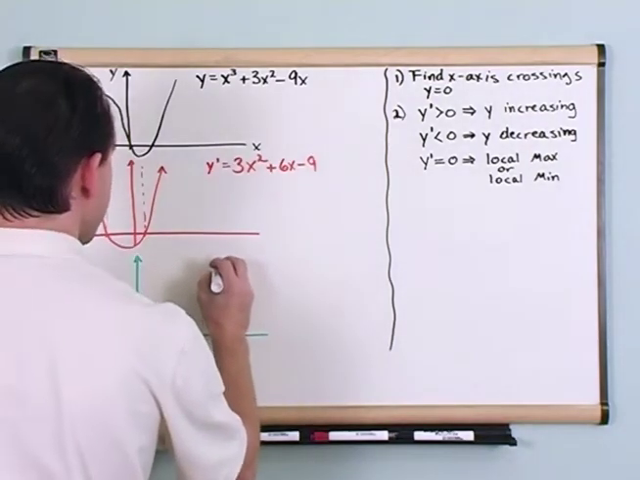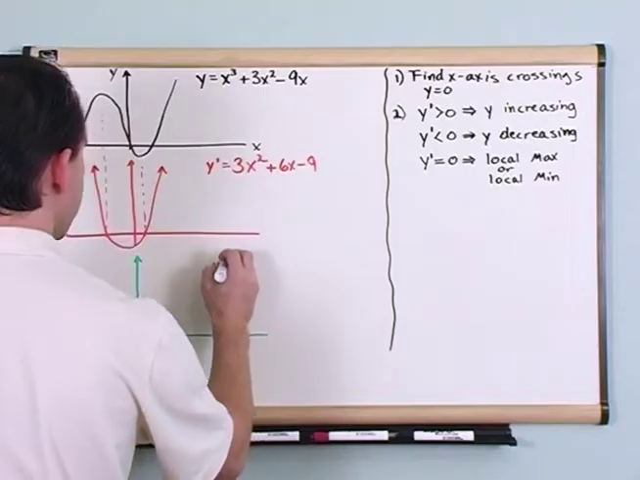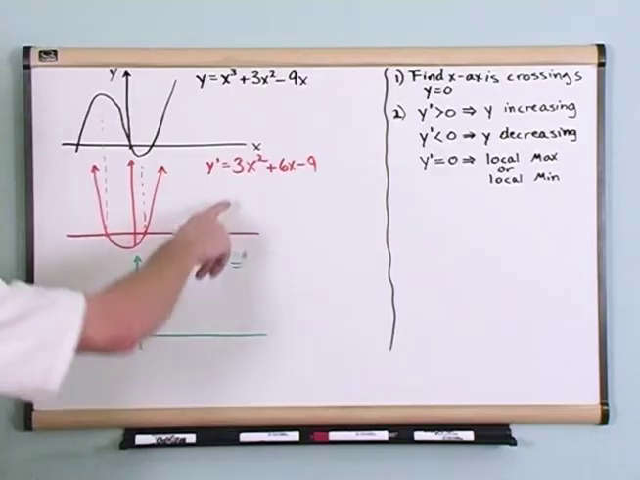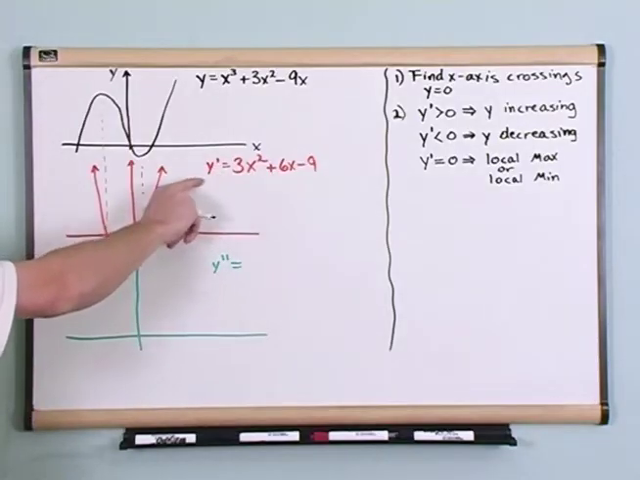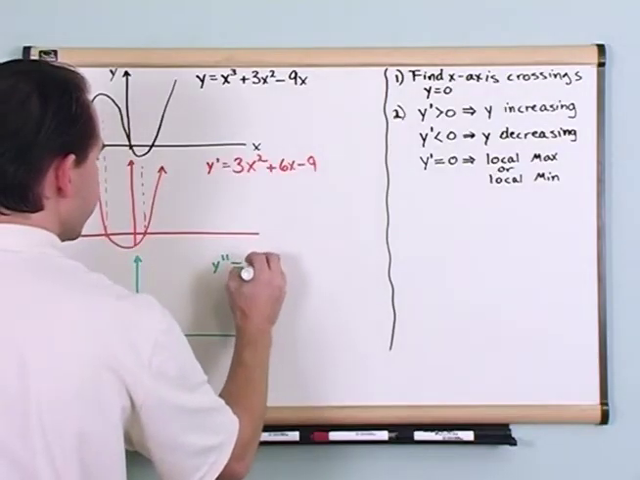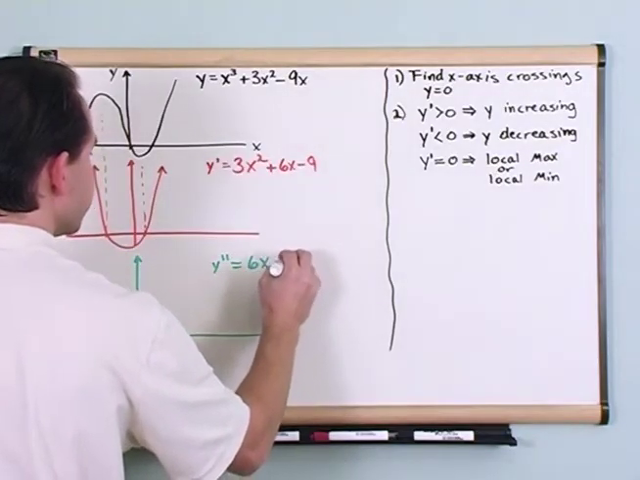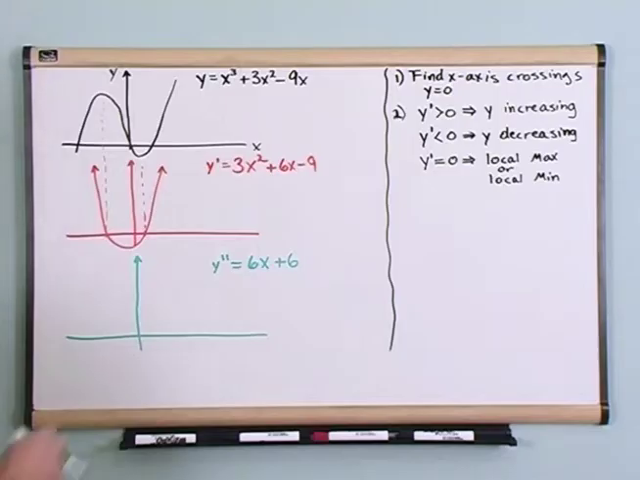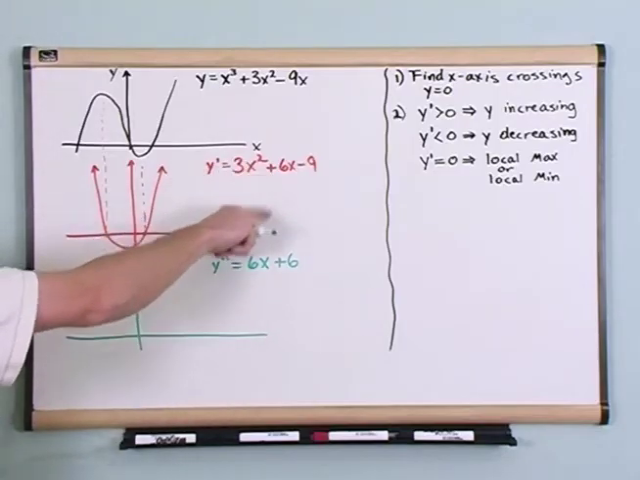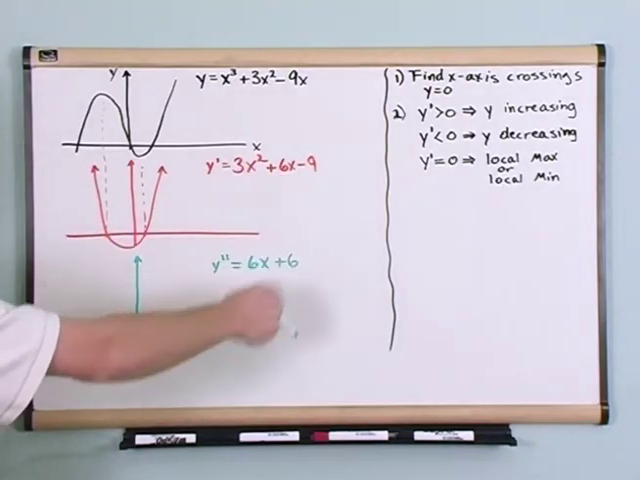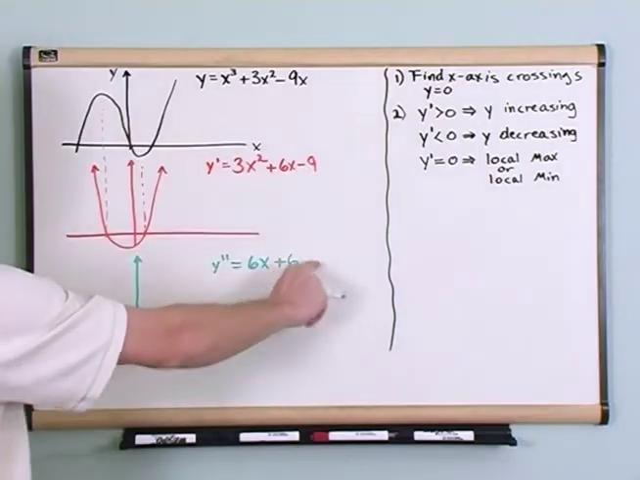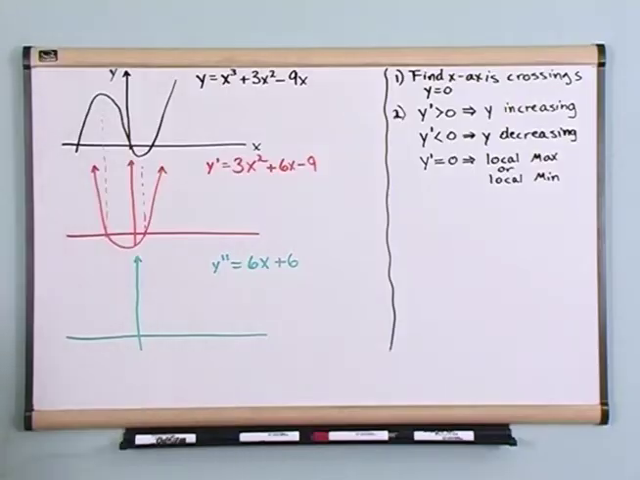Now, from your expert calculus skills, you should be able to calculate the second derivative, which would be the derivative of this function, which would be 6x plus 6. 3 times 2 is 6. The exponent becomes a 1, and then the 6 just becomes by itself. The derivative of this constant is 0, so I don't even write it down. Okay, this is the second derivative.